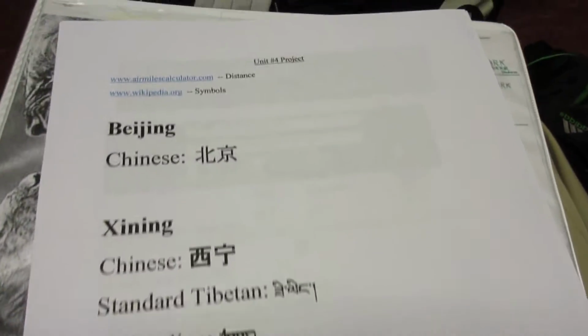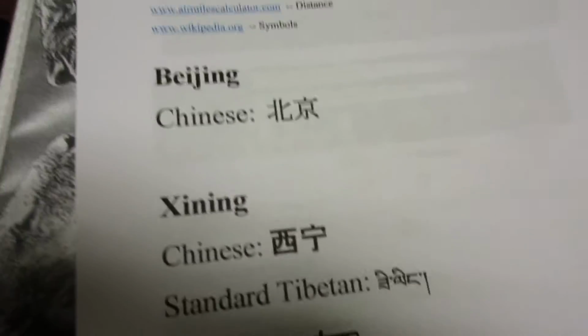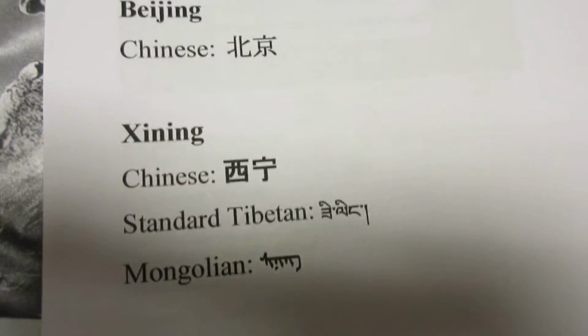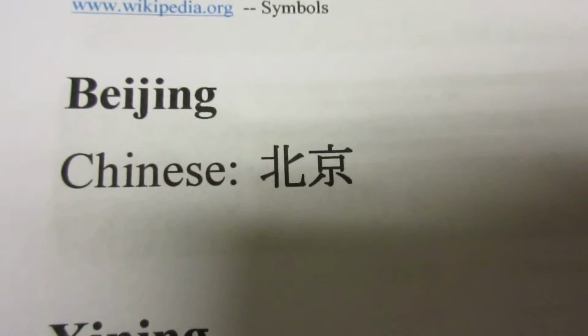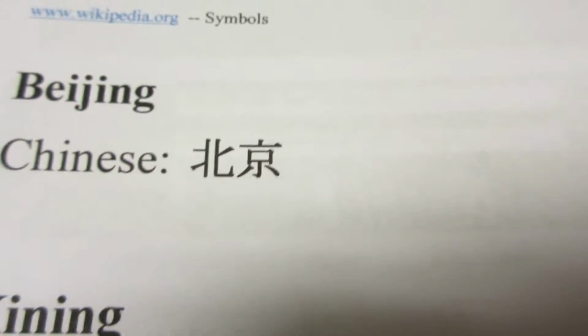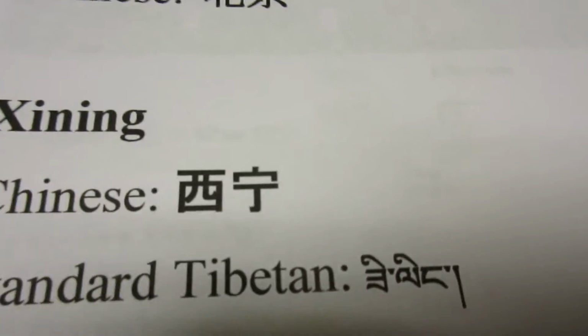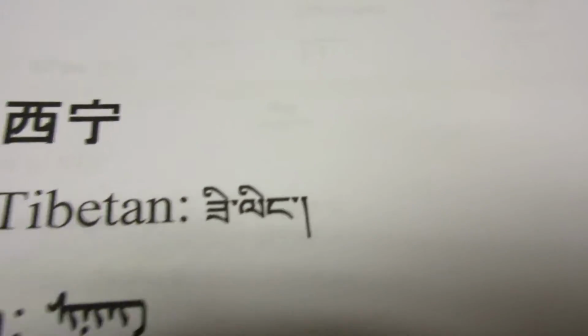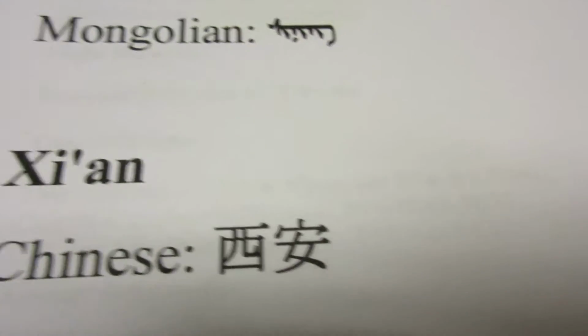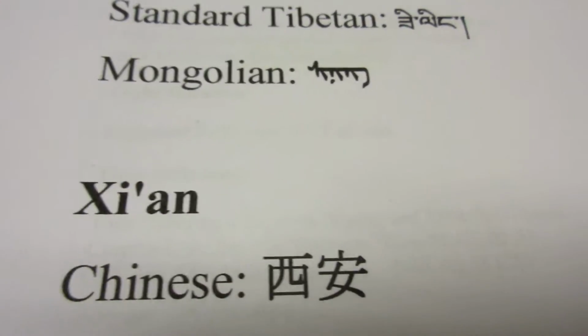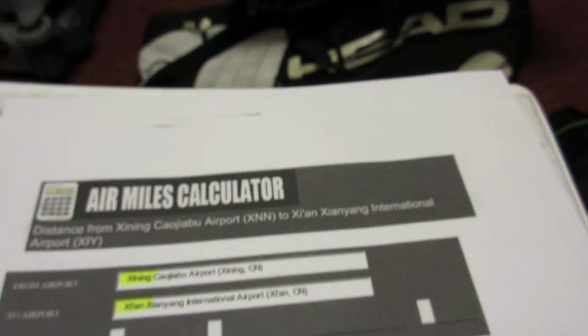Alright, I actually used 3 cities in China. I'd say they're beautiful cities, but they're really not. I got these symbols off the good old Wikipedia, and here's Beijing. That's the Chinese symbol for it. Xining, that's in Chinese, that's in Tibetan, and then you've also got Mongolian. And then Xi'an, I've got the Chinese symbol for that city there in China.